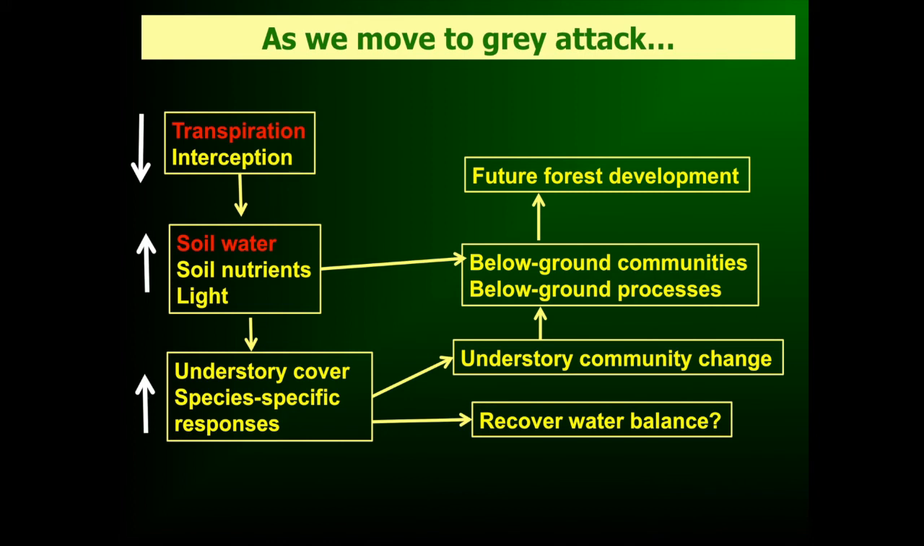As we move to the gray attack stage, we're anticipating changes. The red ones are the responses that we've already seen, and the yellow are the responses that we expect to see. So we've already seen a decrease in transpiration. As the needles begin to fall, we anticipate that interception will also decrease. We've already seen an increase in soil water, and we expect to see more increase in soil nutrients and light as the needles are lost. And this should result in some kind of response in the understory community, in terms of species-specific responses to the release of above ground and below ground nutrients, some change in that community.